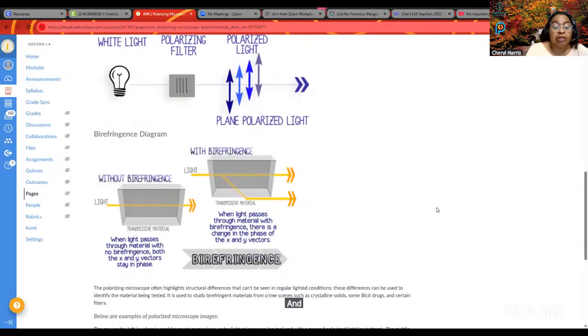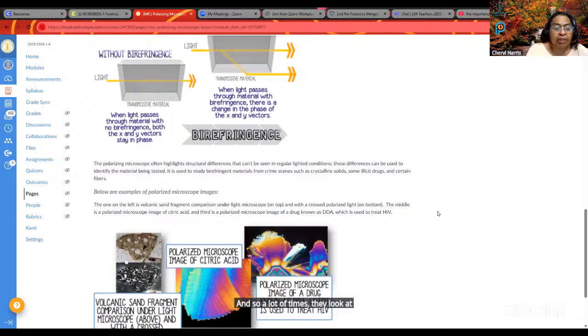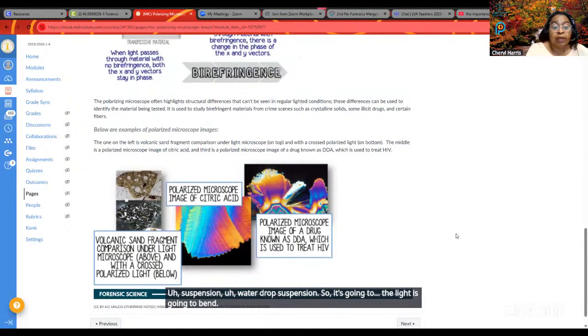And you have a polarizing microscope that does that. A lot of times they look at specimens that might be in an oil suspension, a water drop suspension. So the light is going to bend. Okay. So they're giving you different pictures here, examples that you would see under a polarized microscope.